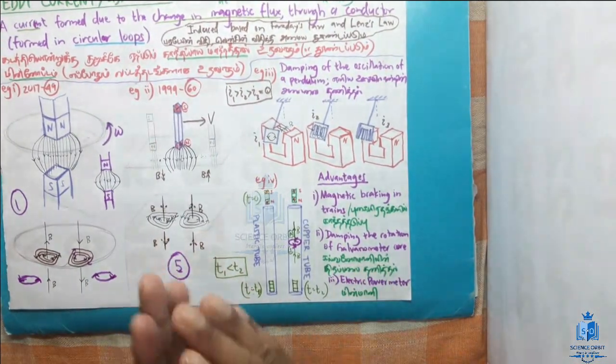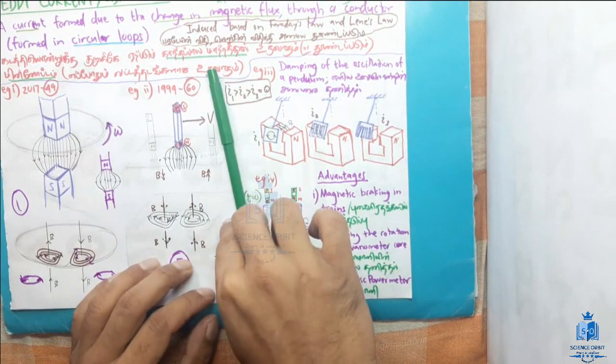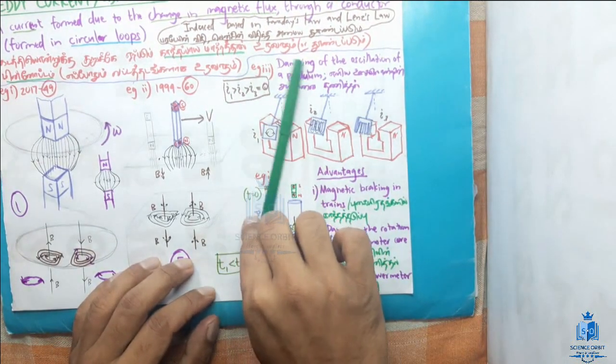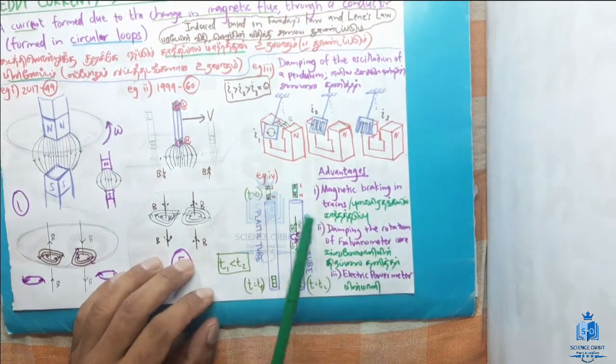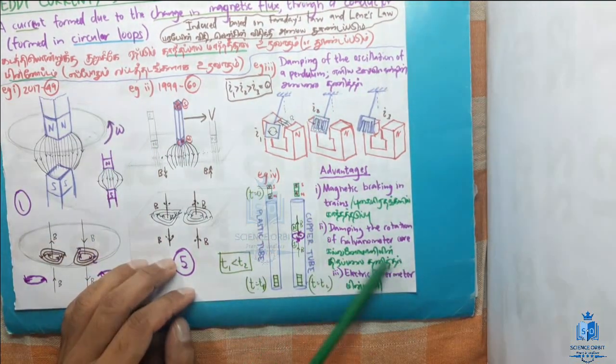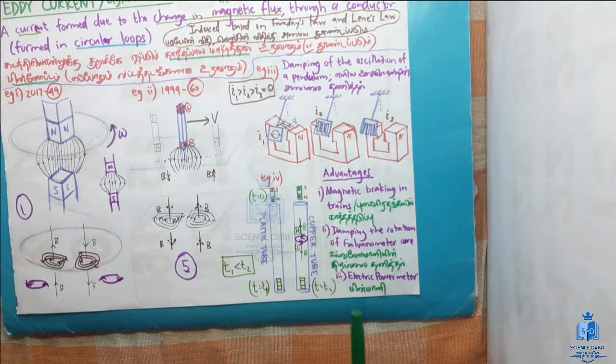Second one, we know in a galvanometer when there is an indication it should rotate and it should stop. It should not keep on rotating. For that we use electromagnetic damping. It goes to one point and it stops. So in some galvanometers electromagnetic damping is used. We call it electromagnetic damping.